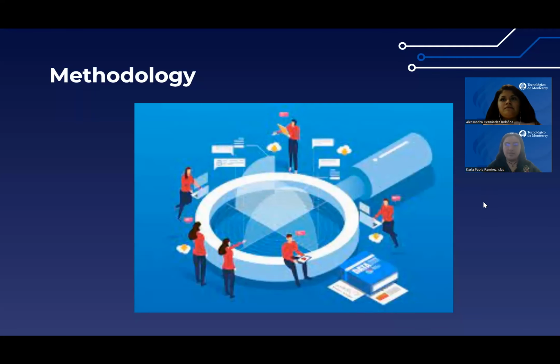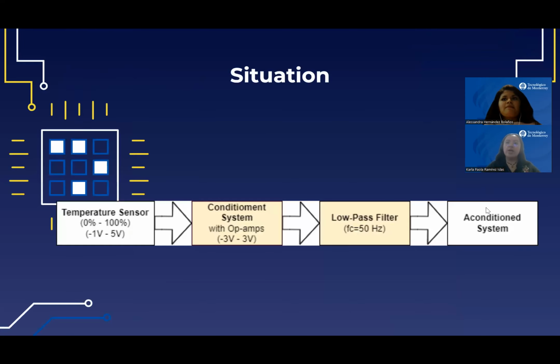Next. We are asked to help Jorge Calderon design a signal conditioning system for a new CO2 monitor. This monitor provides a linear response: at 0% of CO2, the sensor delivers -1 volts, while at 100%, the sensor delivers 5 volts.